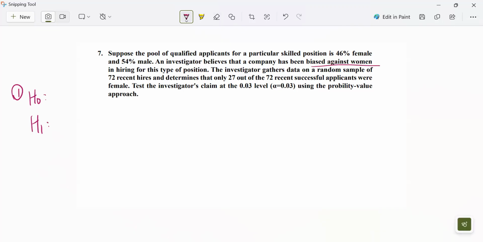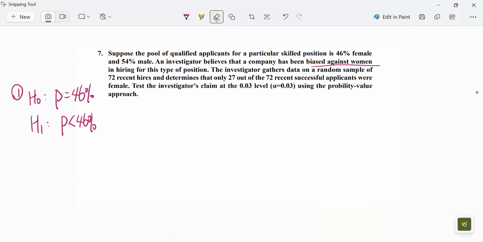Bias against women is usually a bad thing, so that means p will be less than 46%. They hire fewer women, and that's biased. The null hypothesis should be greater than or equal to 46%, but p equal to 46% would be better. That's basically how we set up the null and alternative hypotheses.